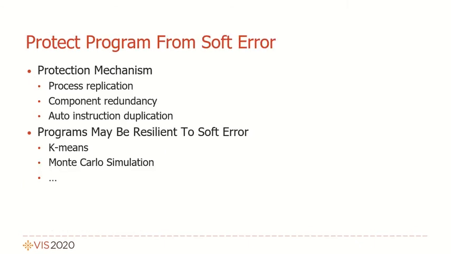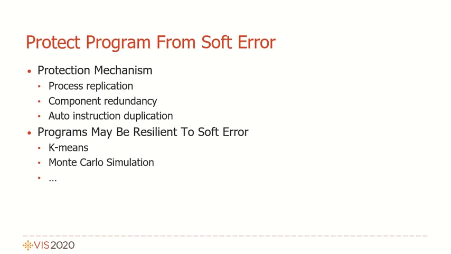Duplication is the common method to protect a program from silent error corruptions. Such techniques include instruction duplication, component redundancy, and process replication. They perform the same task at least twice and compare the results to detect whether a soft error corruption happened. This method introduces a significant overhead if you want full coverage of the protection of a program's execution.